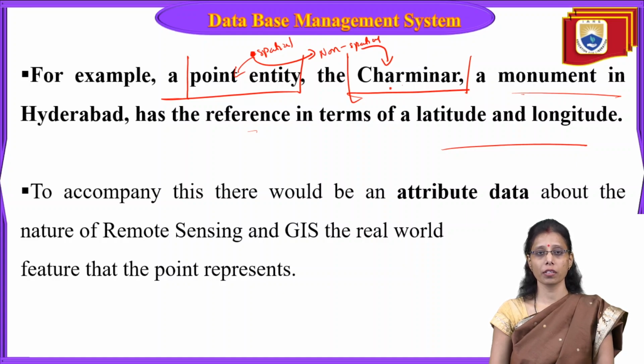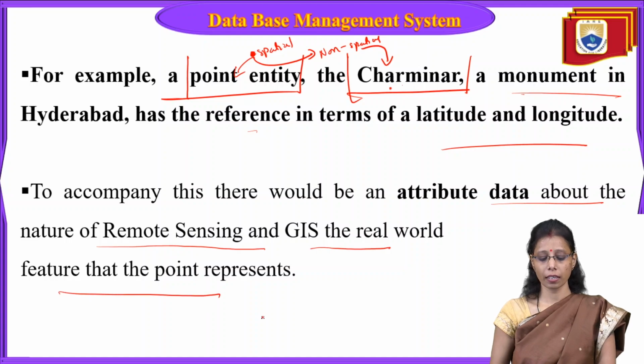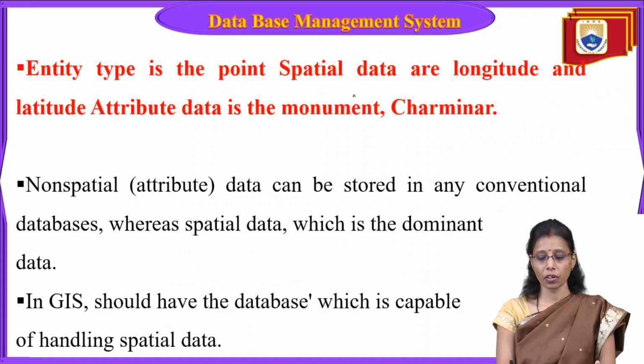To accompany this, there would be attribute data about the nature of the real-world features that the point represents. So the entity type is a point, the spatial data is longitude and latitude, and the attribute data is a monument, Charminar. Okay, so non-spatial data, you understood, right? Spatial is what? The point is the entity, and non-spatial is the name, the Charminar, what you are talking about. That is called non-spatial data.